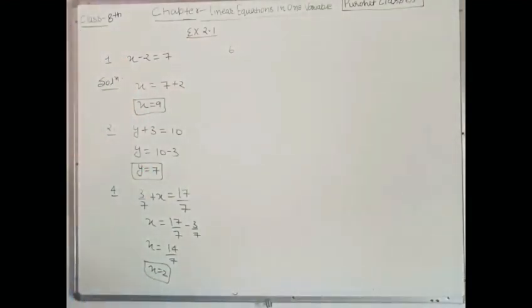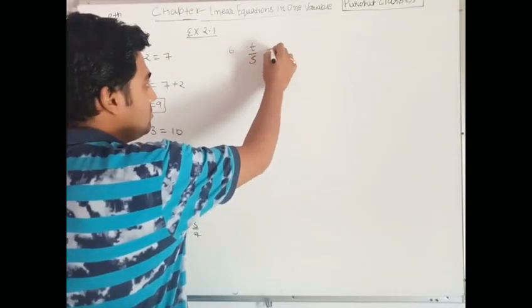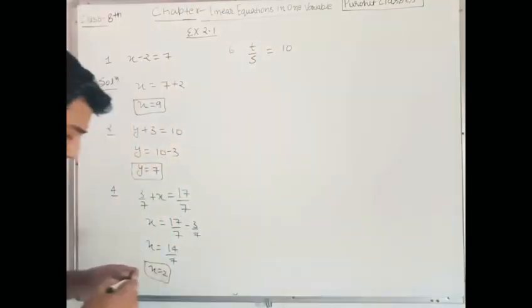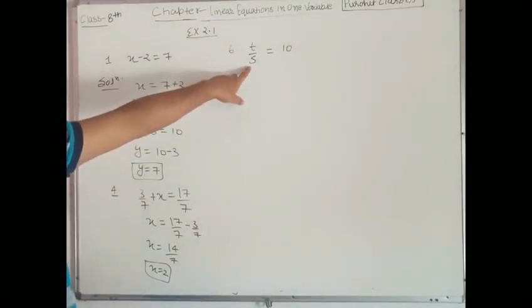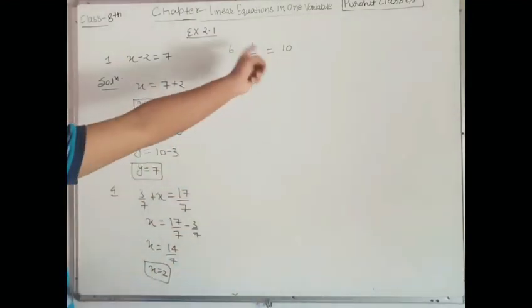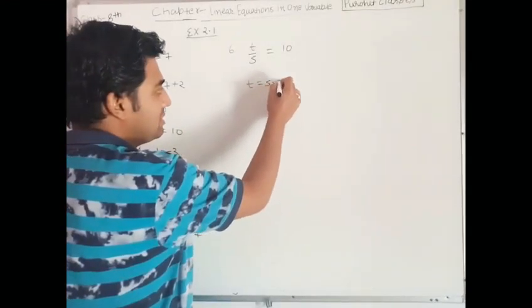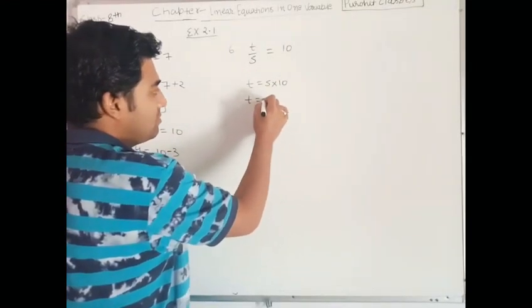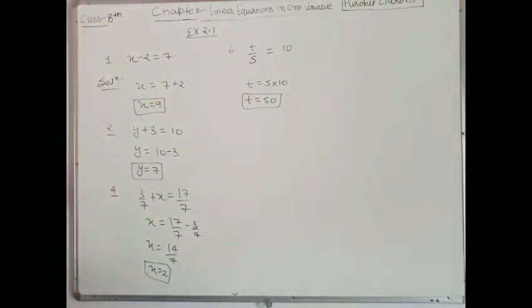Okay. Similarly, let's see the sixth part. The parts which I am leaving, you will solve yourself. t by 5 equals 10. Now let's see, what is the operation between t and 5? t is divided by 5. So if I transpose 5 to the right hand side, then 10 will be multiplied by 5. So this will be t equals 5 times 10, and t will be 50. Getting? This is so simple, just like a piece of cake.